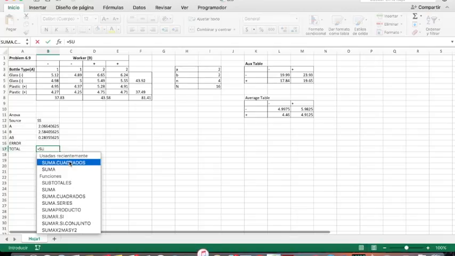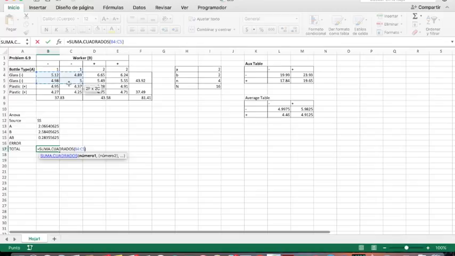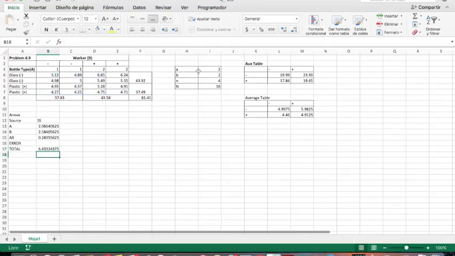Then we get the total, which is the sum of squares of all the data minus the total squared between 16, and we get 6.43. The error gets the total minus A minus B minus AB. So here we have the sum of squares. Now we get the degrees of freedom.